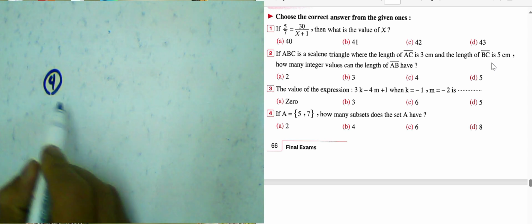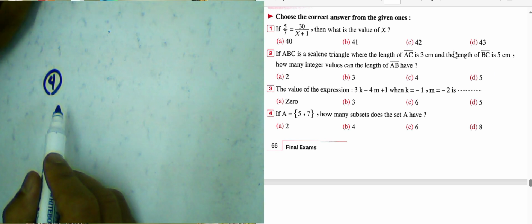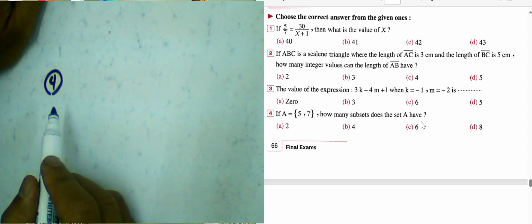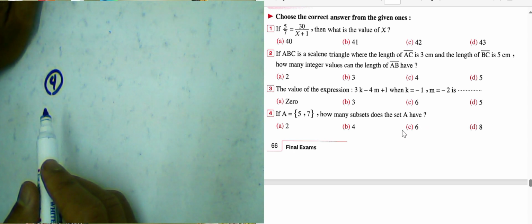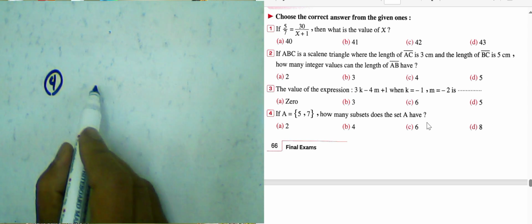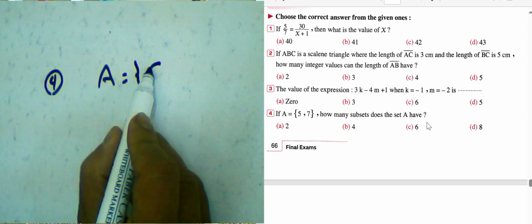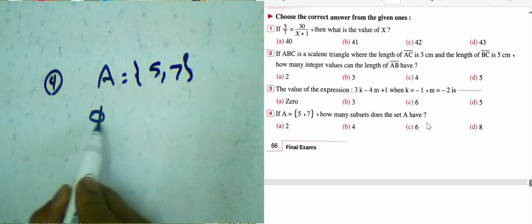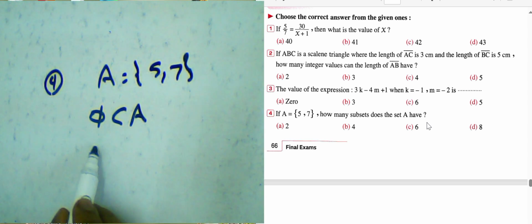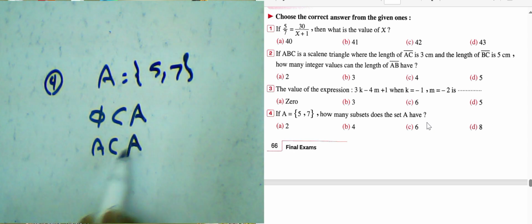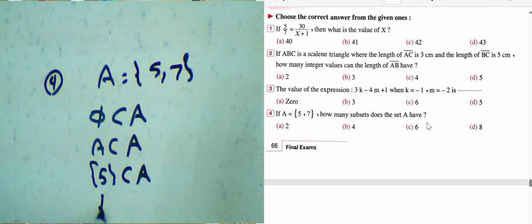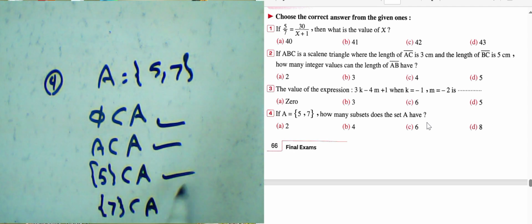Question number 4. If A equals the set of 5 and 7, how many subsets does the set A have? Here I have A with 5 and 7. We can write phi is a subset of A, and A is a subset of itself. And we have the set of 5 is a subset of A, and the set of 7 is a subset of A. We have 1, 2, 3, 4 solutions. Or we have the rule.